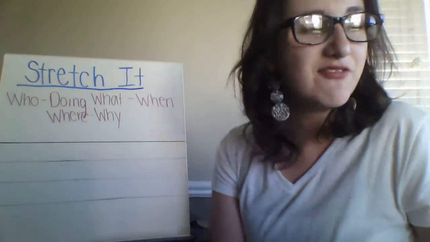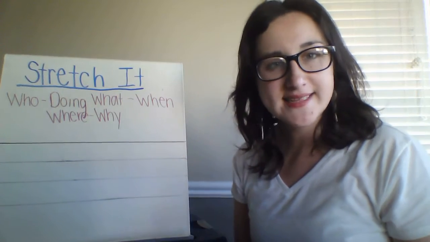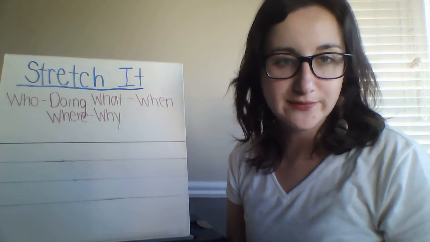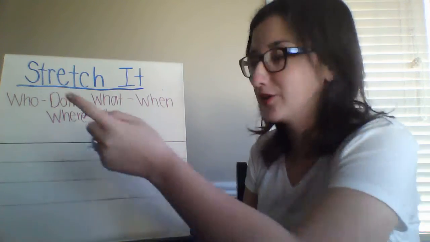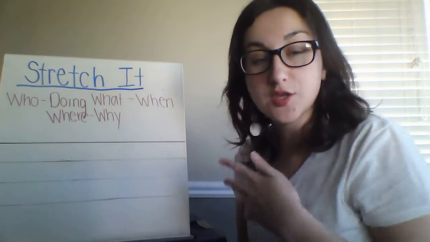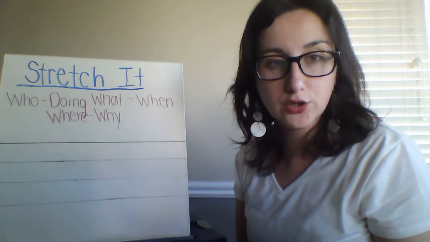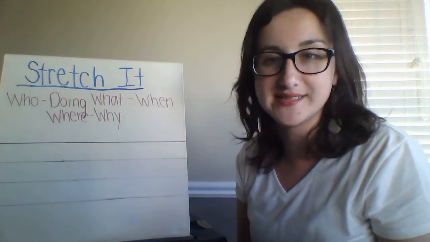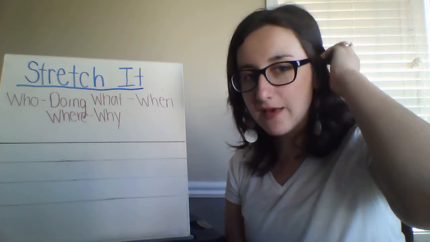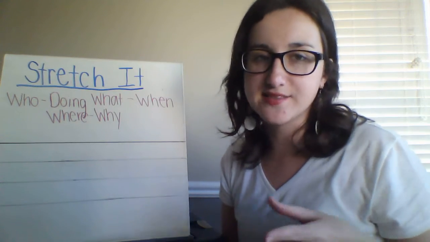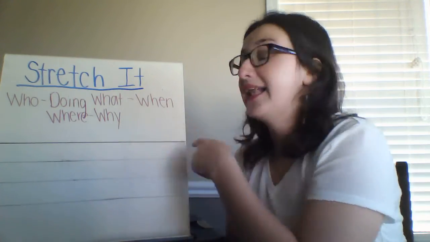All right, so if we look here, it says stretch it. So once again, when you are stretching out those sentences, you would want to include a who. So you want to be talking about a person or an animal, whoever you're talking about within your sentence. You also want to have a doing what. So you would want to have an action within your sentence. Running, jumping, skipping. You would want a when.